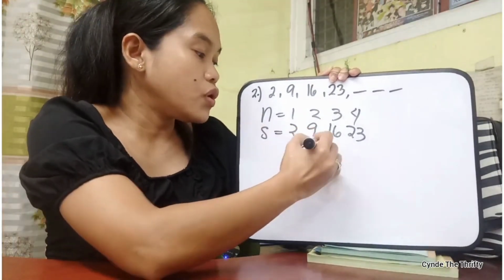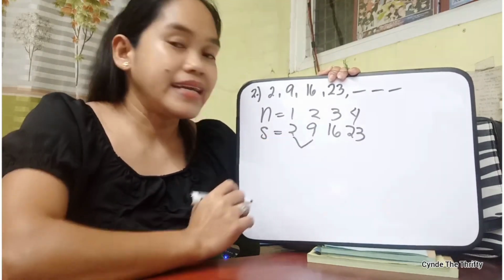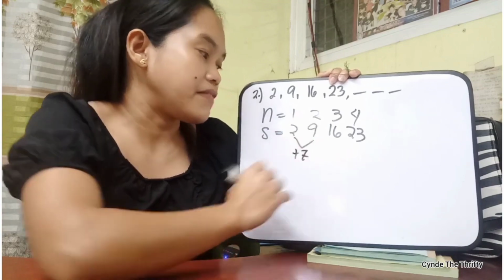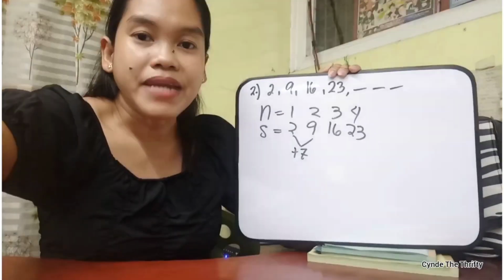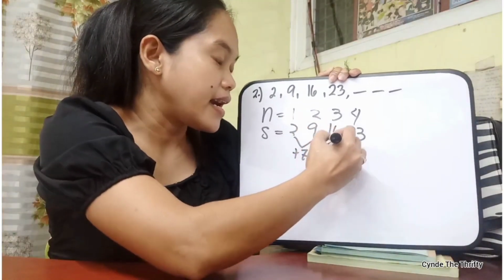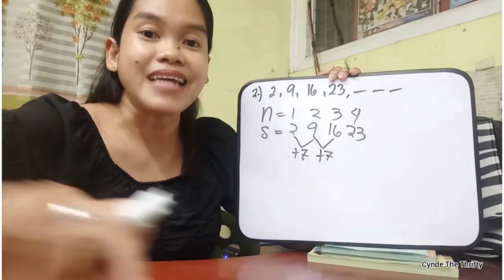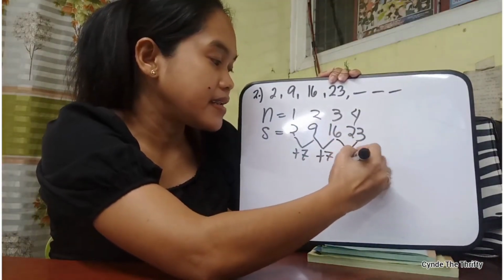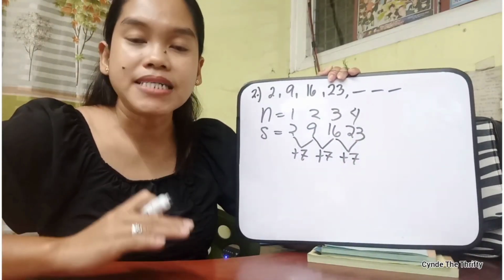So, 2 hanggang 9, anong nangyari? From 2 to 9, nag-plus siya ng 7. So, plus 7. 9 to 16, anong nangyari? From 9 to 16, nag-add din siya ng 7. And then 16 to 23 is nag-add din siya ng 7. Ayan. So, meron na tayong difference or interval which is plus 7.